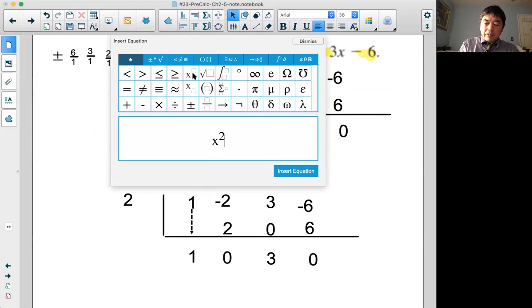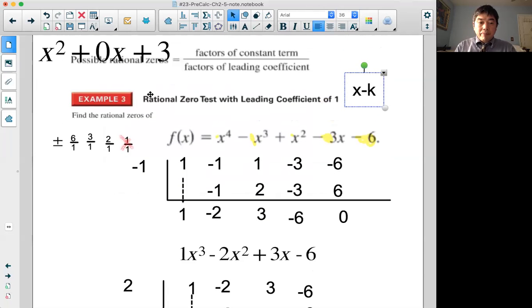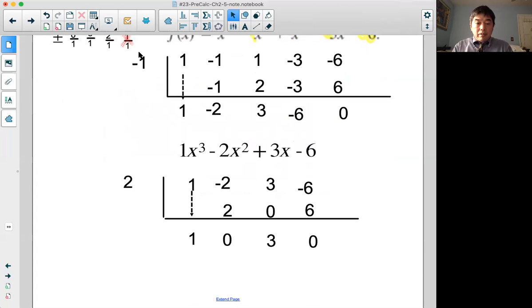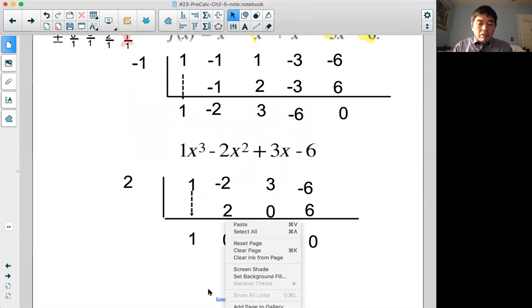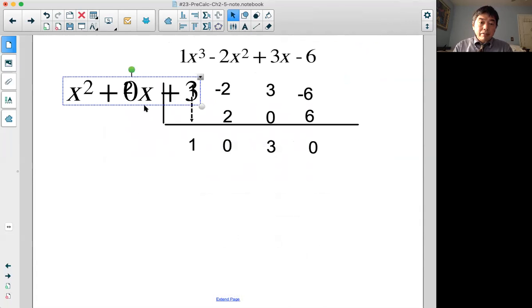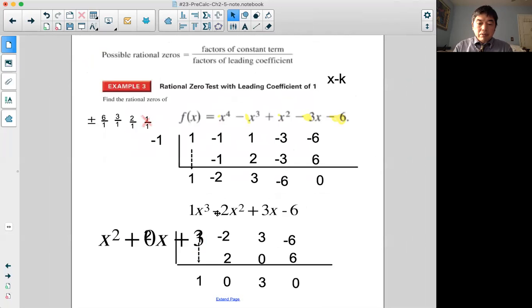Let me write down this one too. So it's going to be 0x, because it's there, okay? Plus 3. So this came up at the end. Can we go lower? Maybe, maybe not.